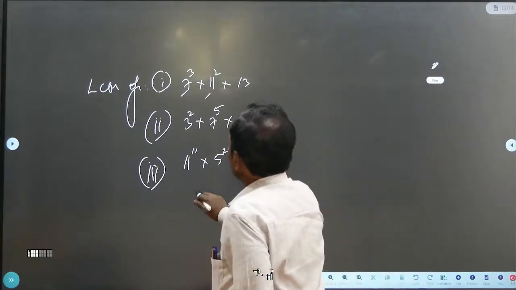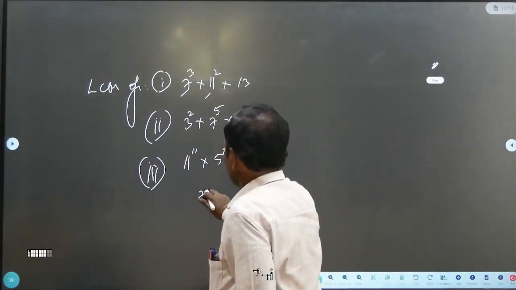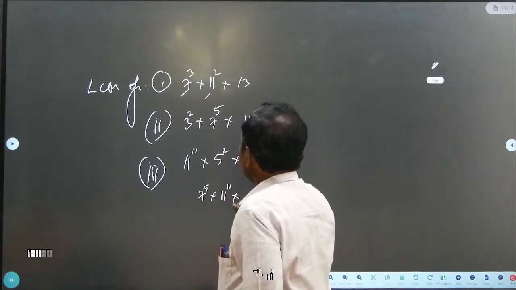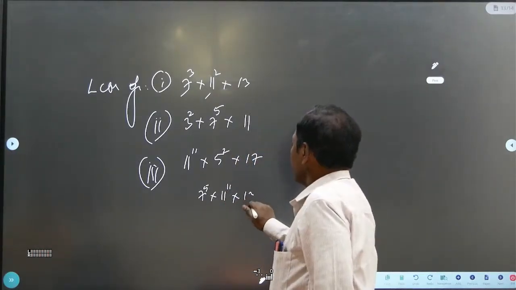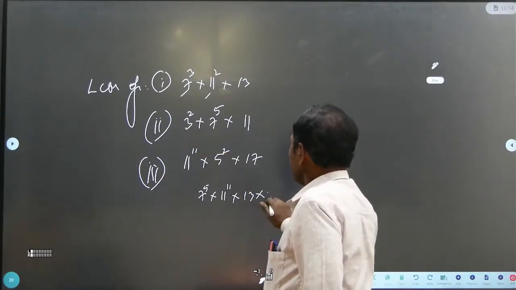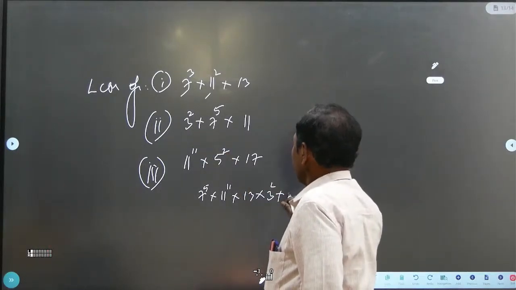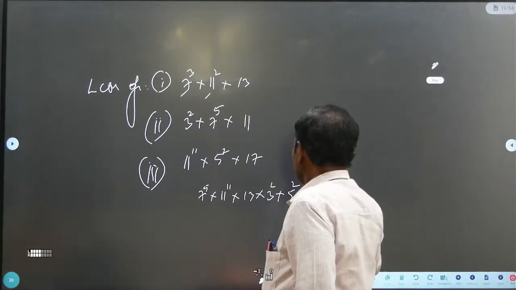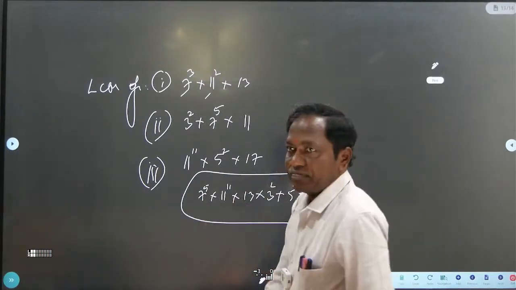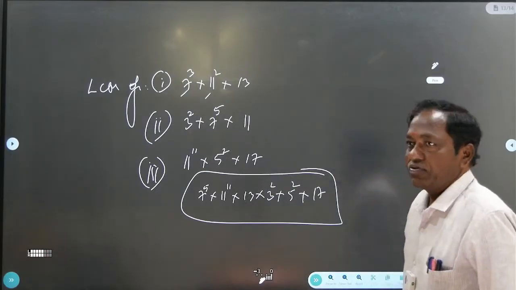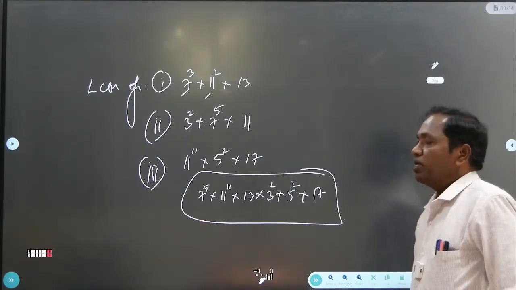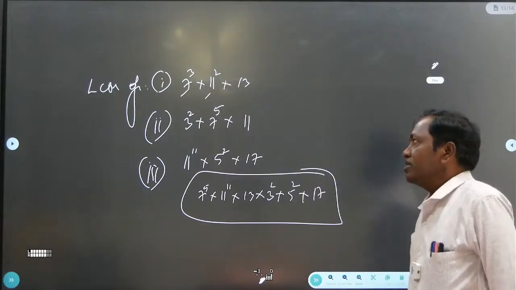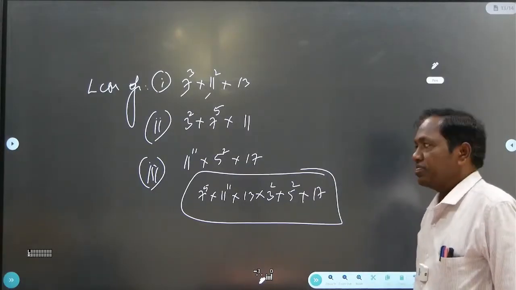LCM is what? First you take 7 to the power of 5 into 11 to the power of 11 into 13 into 3 square into 5 square into 17. This is the LCM. Now we got it. So a multiple of the numbers will be much bigger than the given numbers. So this is the LCM of these things.